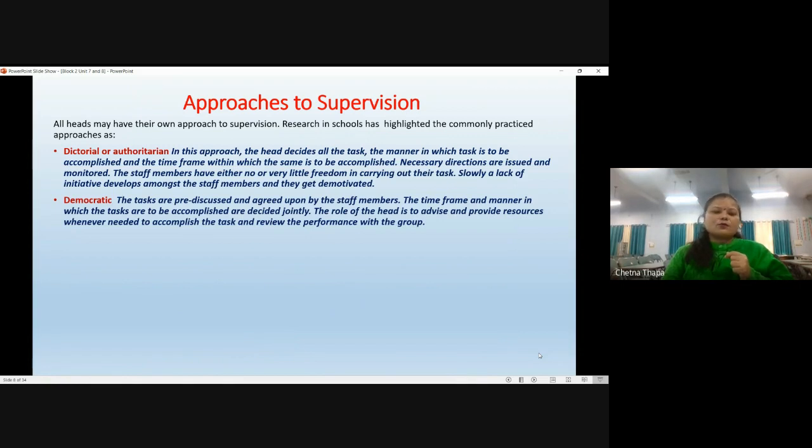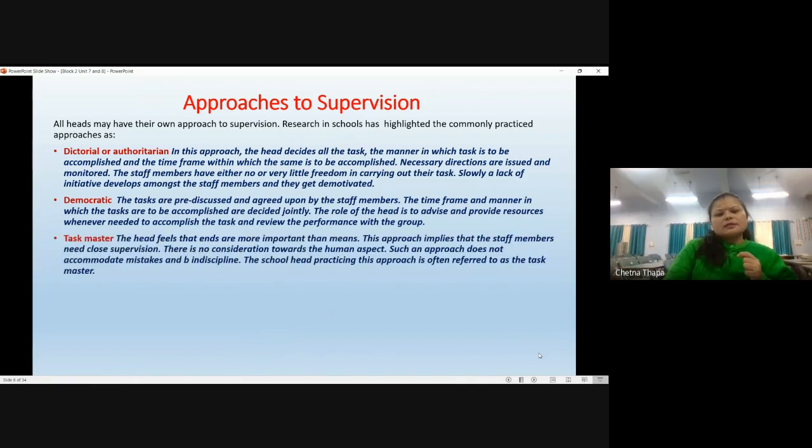He not only gives the advice, but he tries to provide the solution, he tries to provide the resources whenever it is required. So there is a continuous review of the performance within the group.